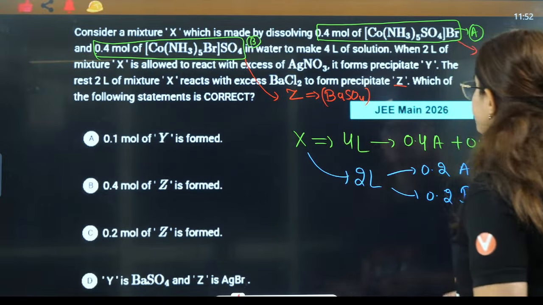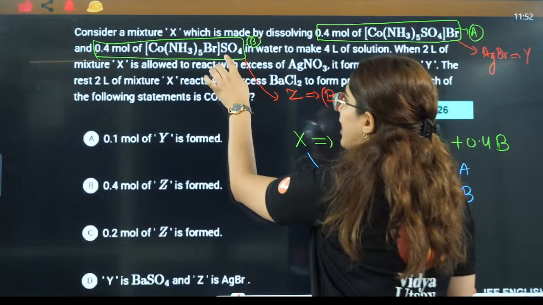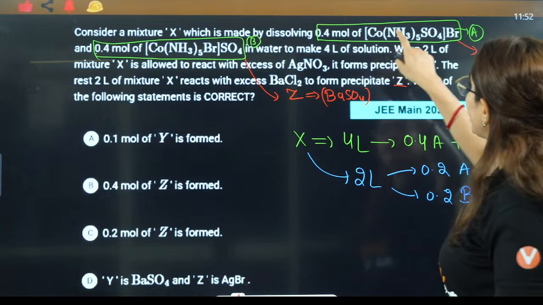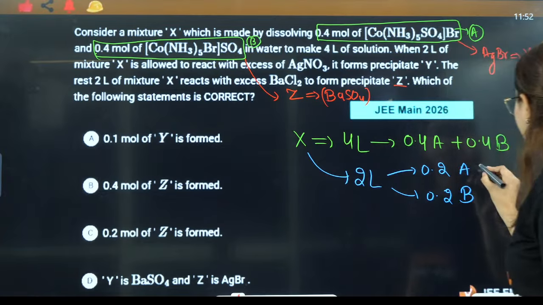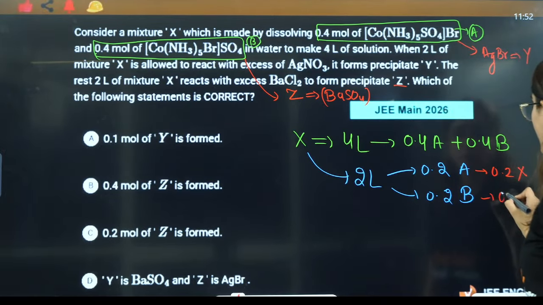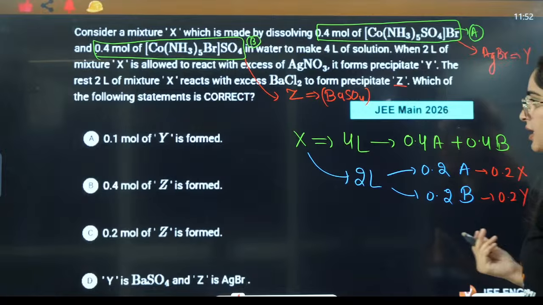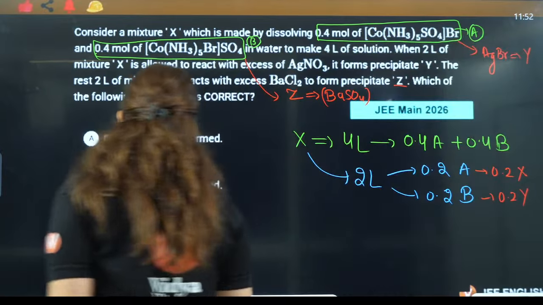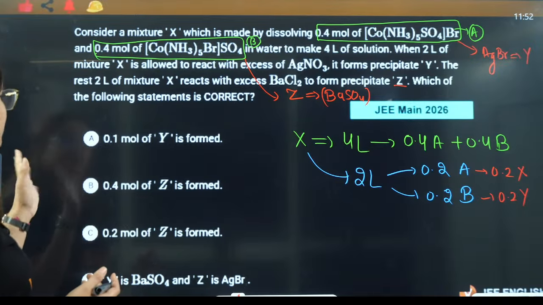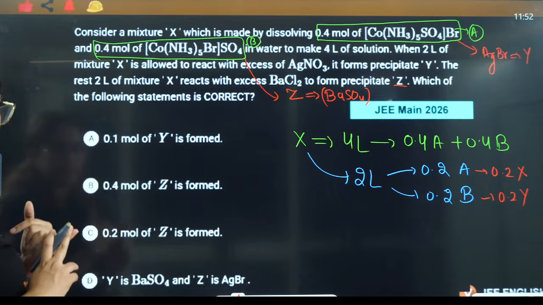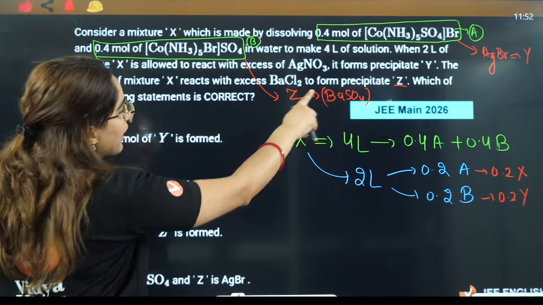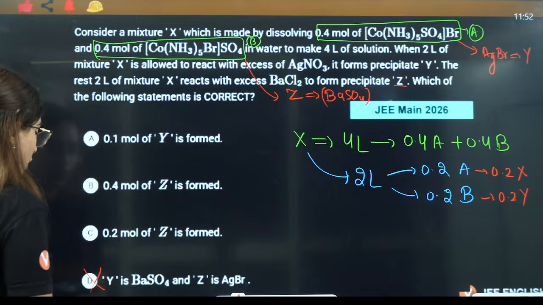Now they are asking which of the following statements is correct. So see, if one SO4 is outside, here one Br is outside. If I use 0.2 mole of A, then 0.2 mole of Y will be formed here. So that means Y and Z both will be 0.2 mole. Okay. Now they are asking which of the following statements is correct here. Y is BaSO4. No. Y is AgBr and Z is BaSO4. So this is not correct.